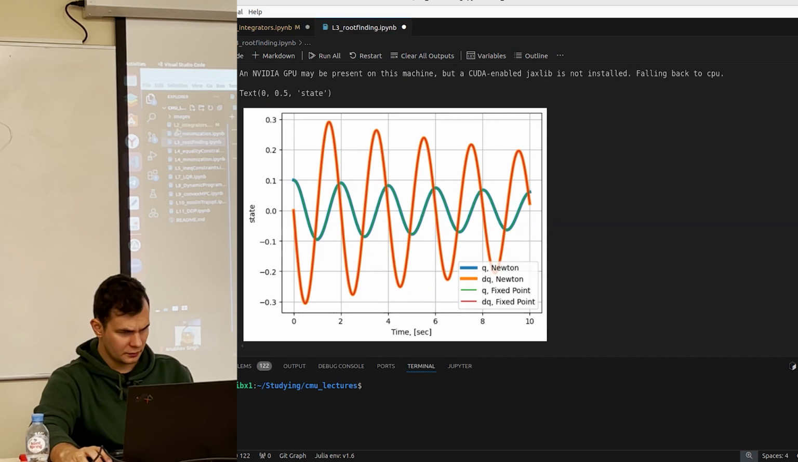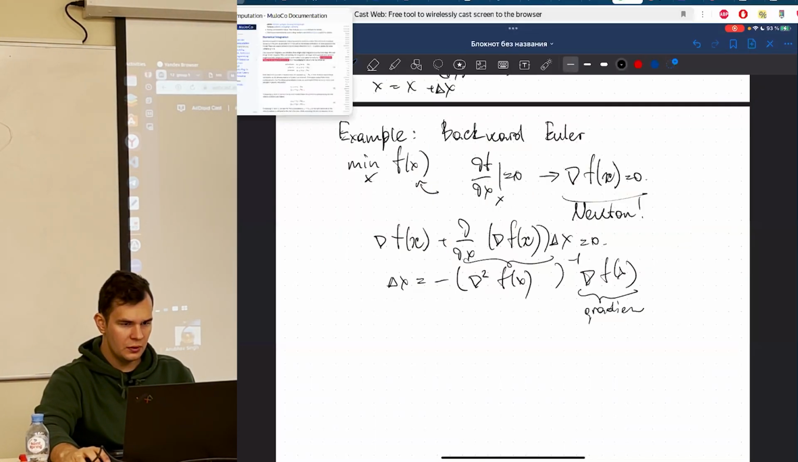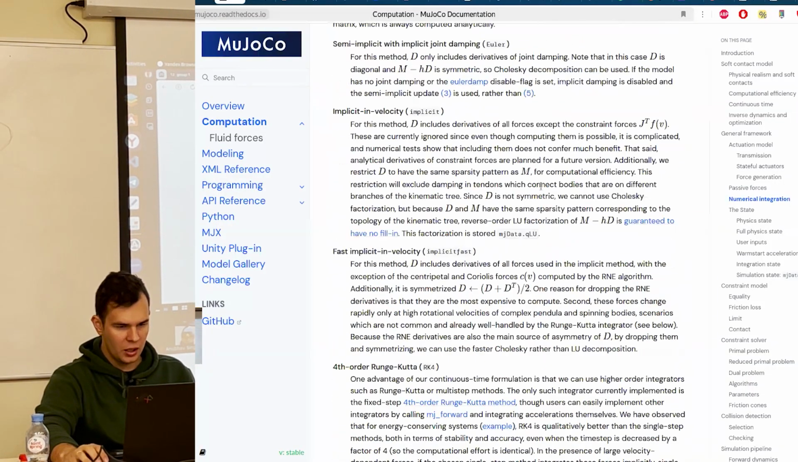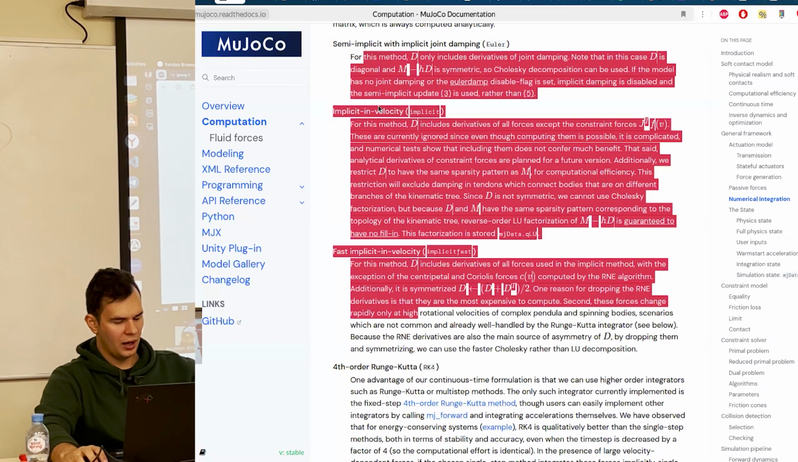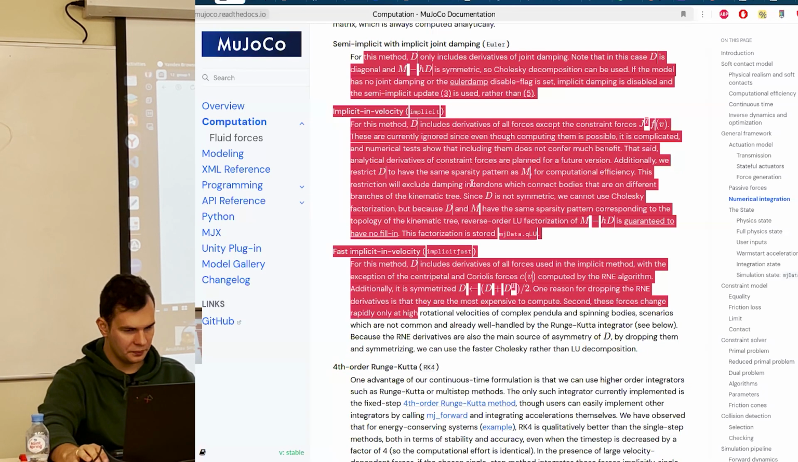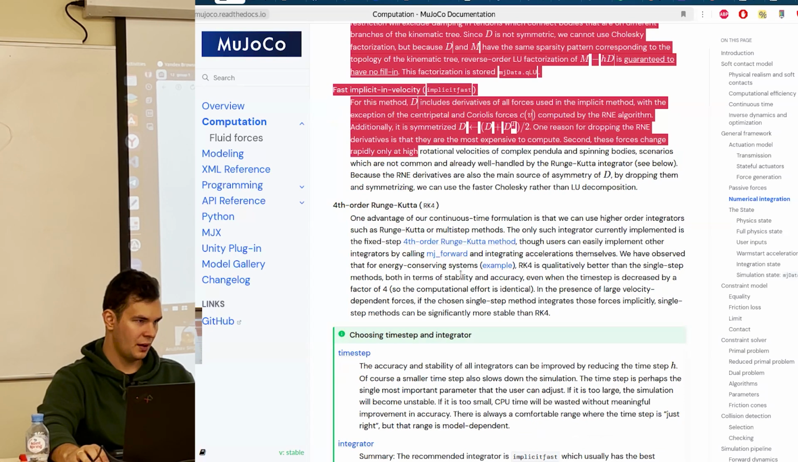This is the idea. And if you take a look at MuJoCo, you will see that it has several methods, which are called semi-implicit, implicit, and fast implicit. So it has 3 implicit methods with a little bit of differences. We'll take a look at them later on, and Runge-Kutta, which is explicit. And explicit Euler is kind of forbidden. Okay.